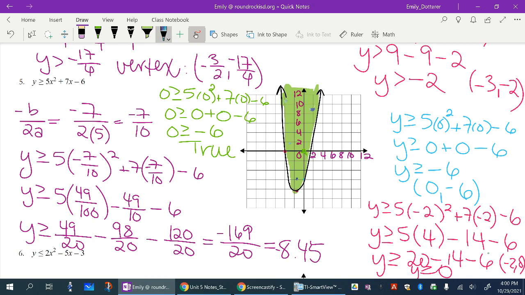And in this instance, because we have a solid line, we can also pick points on our curve. So all three of those points that we found earlier, the negative 3/2, negative 17/4, the negative 2, 0, the 0, negative 6, those are all solutions as well because we have a solid line. So our solution set includes or also equals the values on our curve.